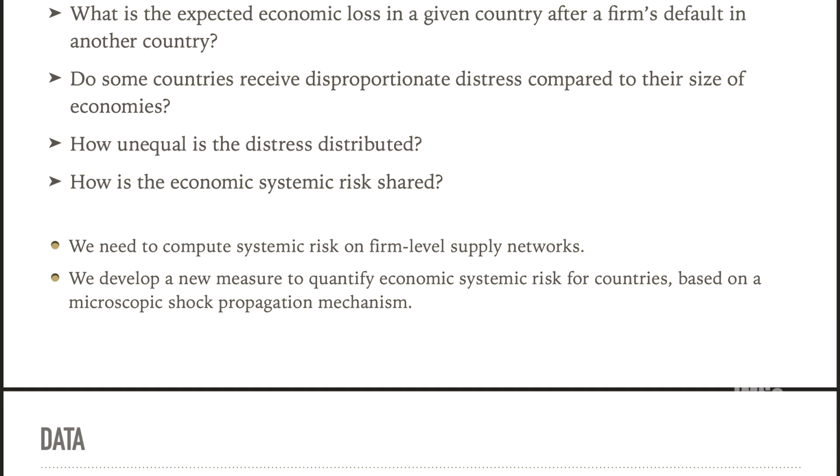So we ask this question: what is the expected economic loss in a given country after a firm's default in another country? Do some countries receive disproportionate distress compared to the size of their economies, or is the distress equally distributed among countries? How unequal is this distribution, and how is economic systemic risk shared between countries? We need to compute systemic risk on firm-level supply networks, and here we developed a new measure to quantify economic systemic risk for countries based on a microscopic shock propagation mechanism.